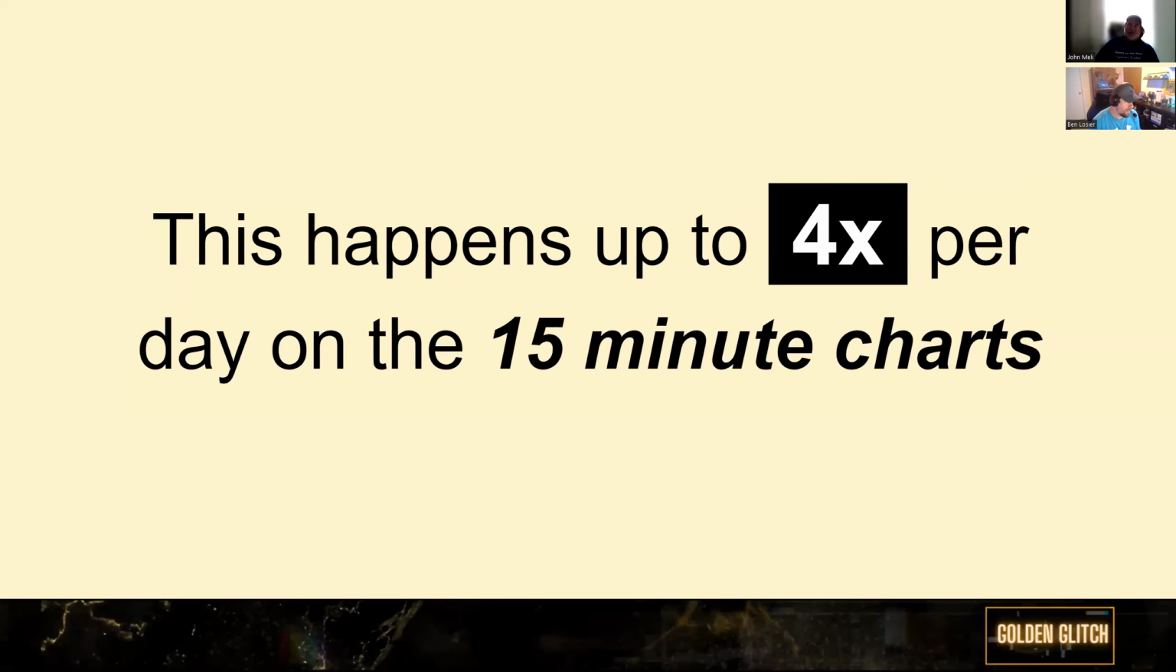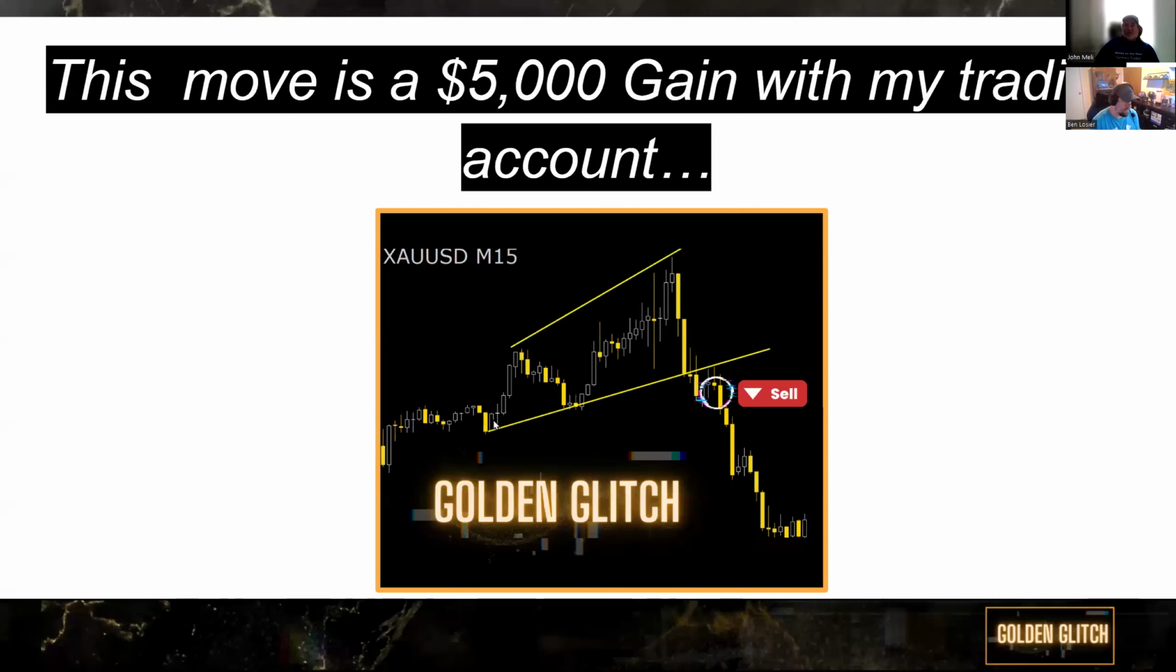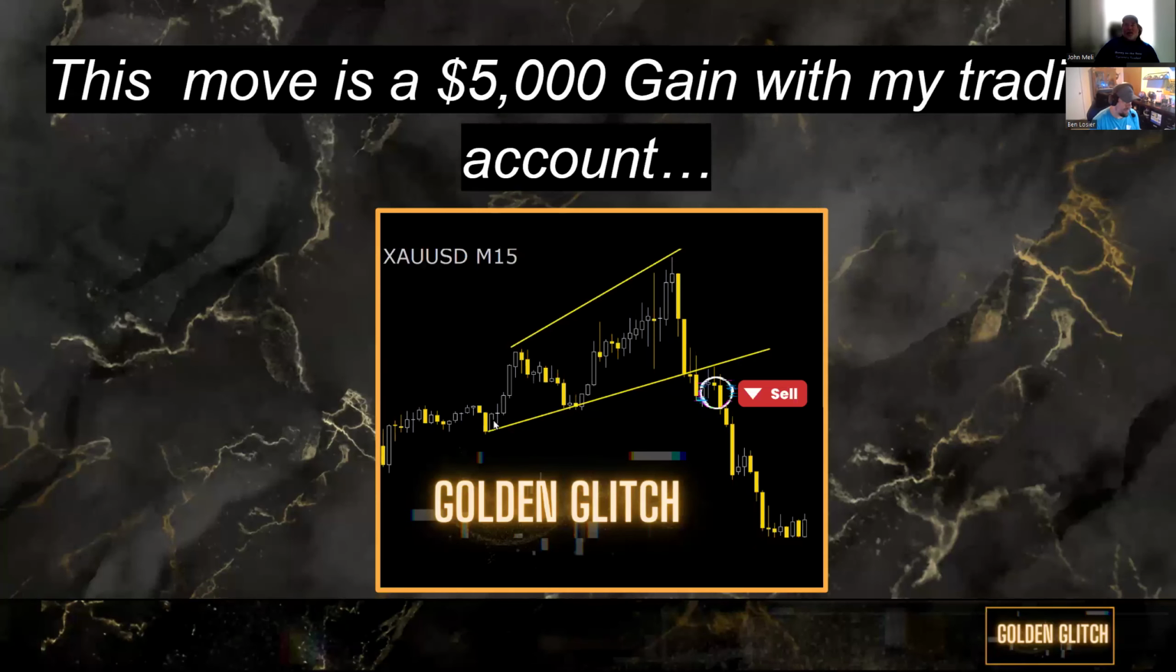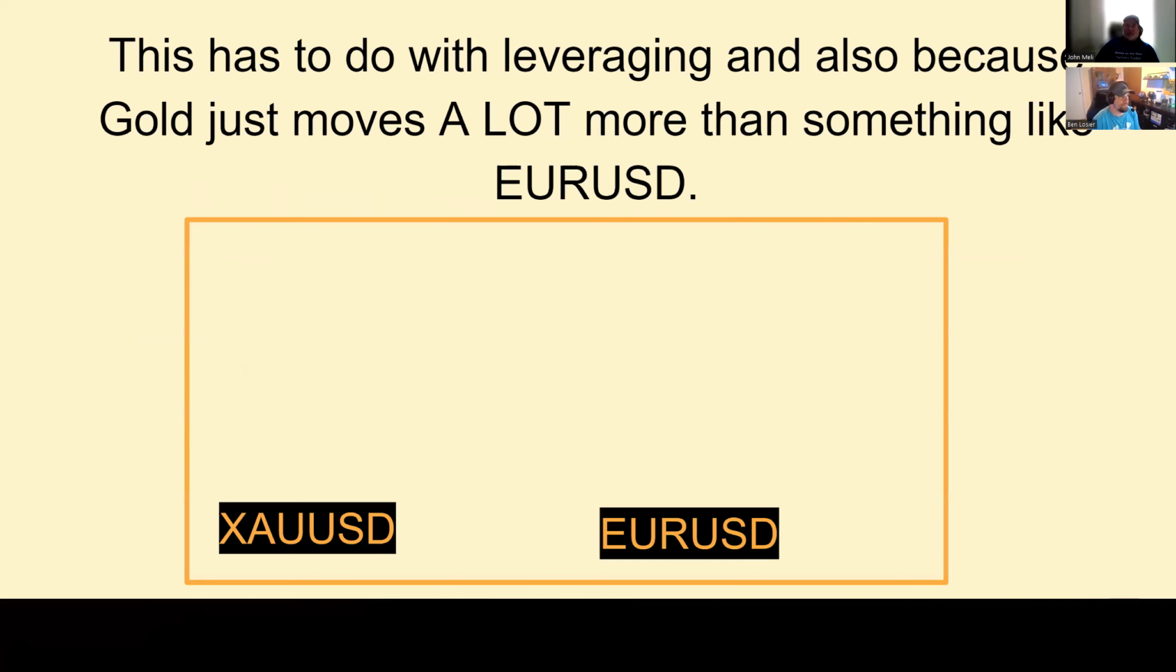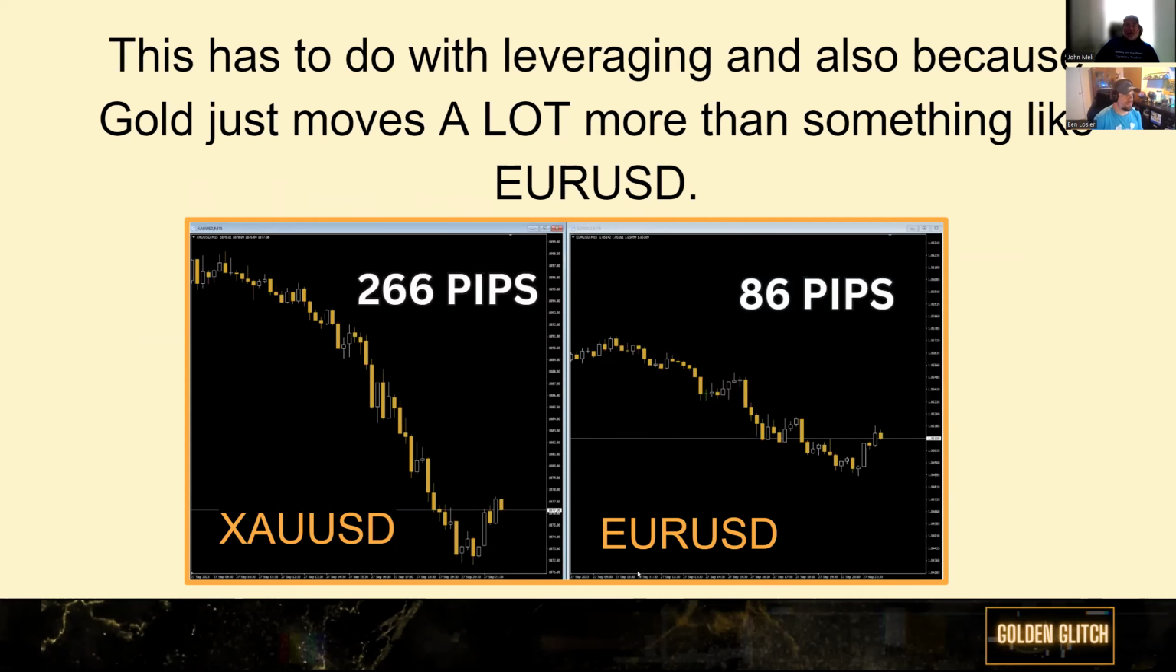This happens up to 4 times per day on the 15-minute charts. This move is a $5,000 gain in my trading account. Beautiful trade. And you can make 3 to 4 times as much by trading gold compared to any other currencies. This has to do with the leveraging, and also because gold just moves a lot more than anything else, like the euro US dollar. Just massive moves.